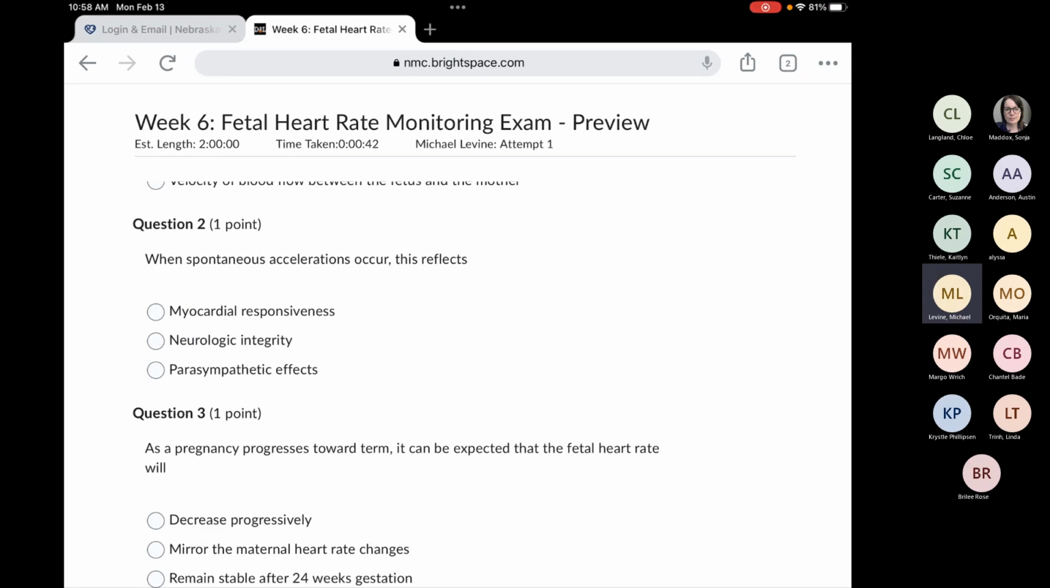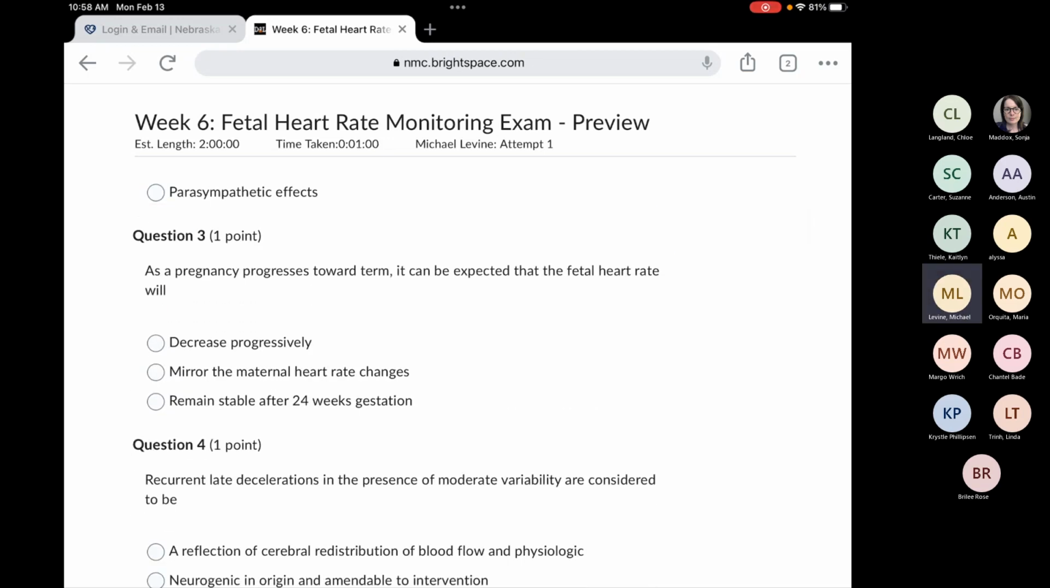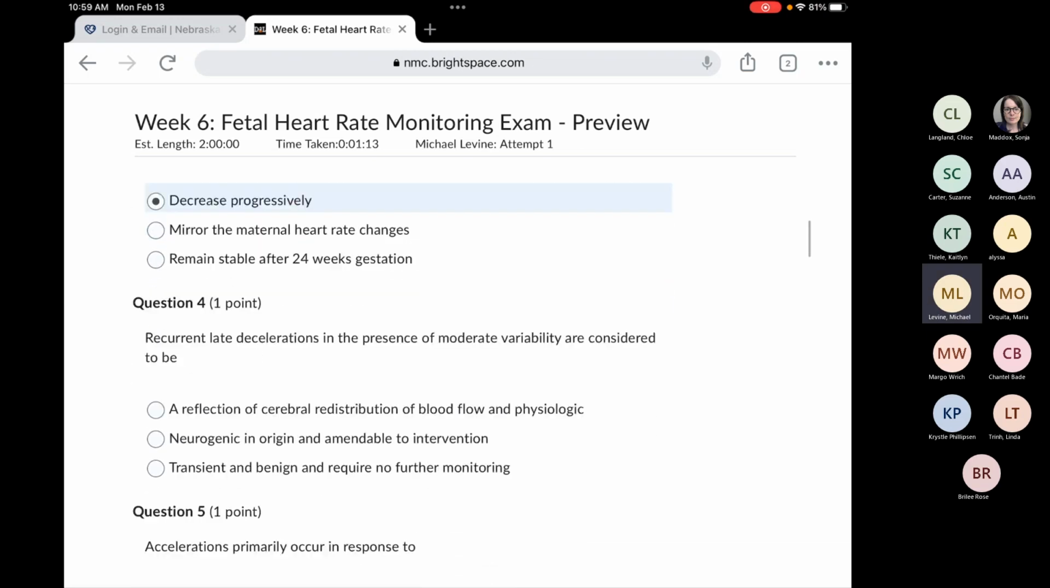When spontaneous accelerations occur, this reflects, is it myocardial responsiveness, neurologic integrity, parasympathetic effects? Accelerations are usually an interaction of the nervous systems, so we're going to go with neurologic integrity. As pregnancy progresses towards term, it can be expected that the fetal heart rate will, remember we said, decrease progressively because of the parasympathetic influence. The other two won't help us.